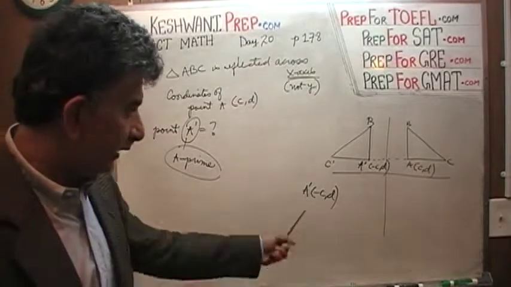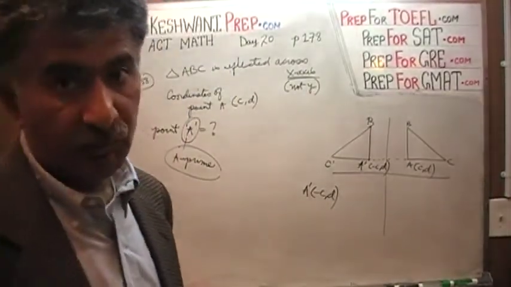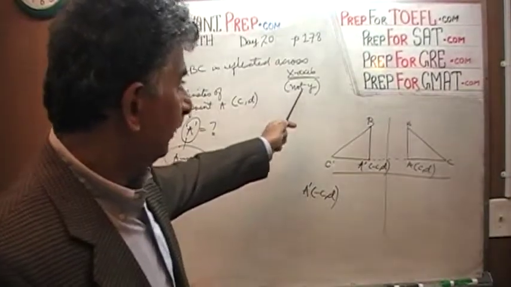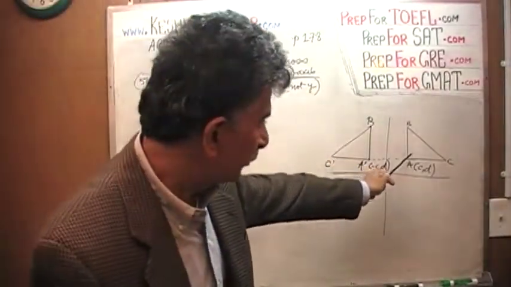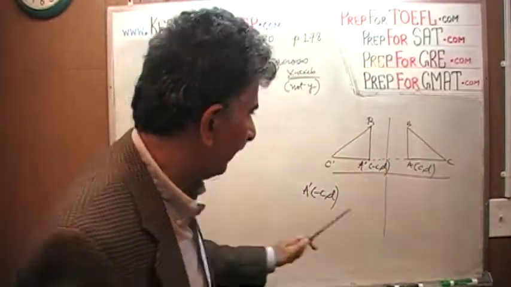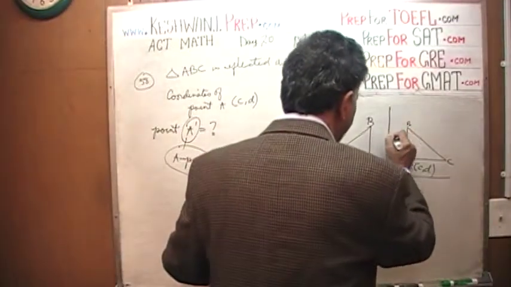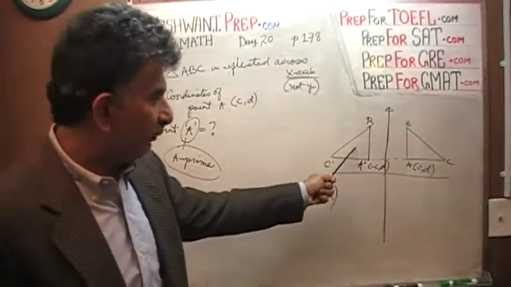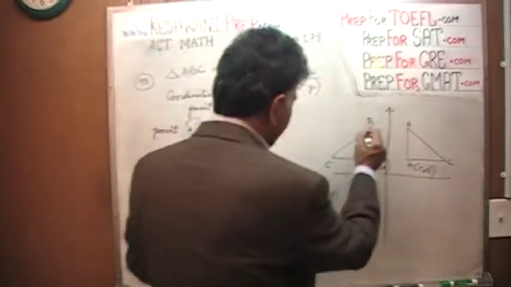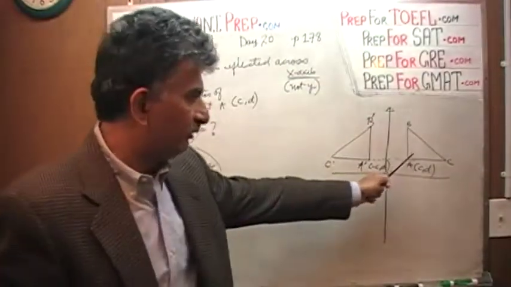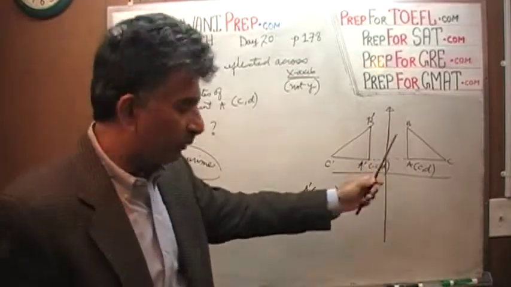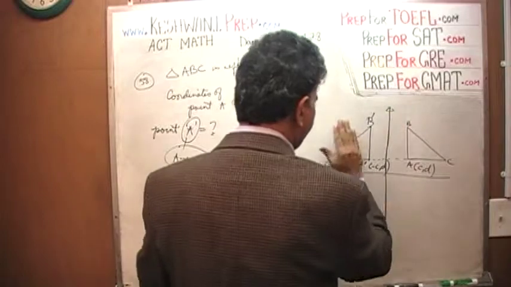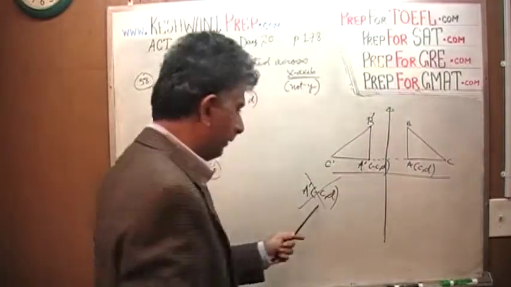Now if this is what you did here, that means you were not paying attention, despite the fact that we pointed out to make sure you do not reflect the thing across the y-axis. This is the y-axis. What we have shown is the mirror image of this triangle, A prime, B prime, C prime, across the y-axis. This is wrong.